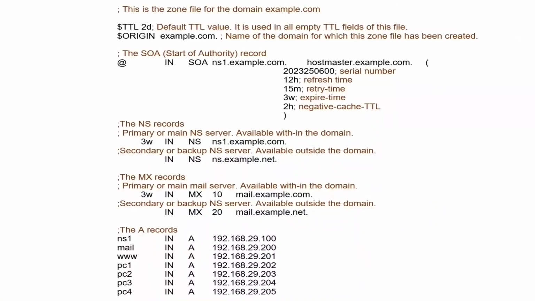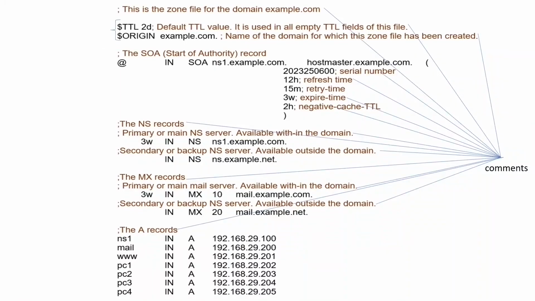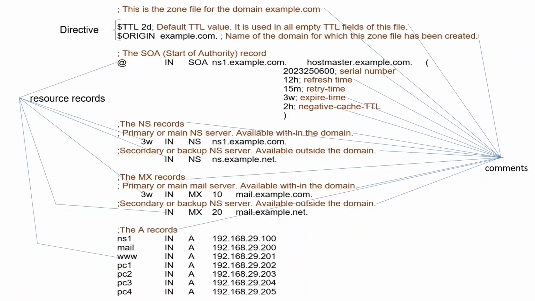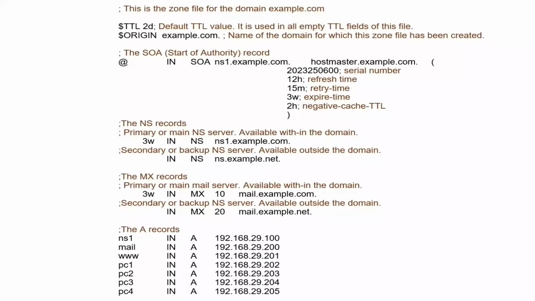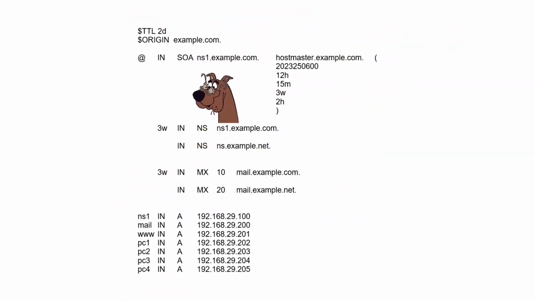A zone file contains three types of entries: comments, directives, and resource records. A comment starts with a semicolon and continues to the end of the line. You can add a comment to any directive or record. DNS ignores everything you write after a semicolon till the next line. If you put a semicolon at the beginning of a line, DNS ignores the entire line. If you put a semicolon in the middle of the line, DNS ignores everything that comes after the semicolon. This is how DNS looks at this file.